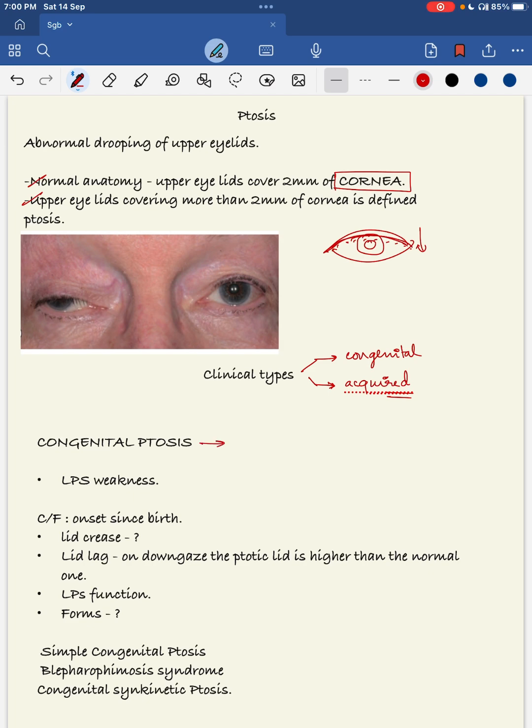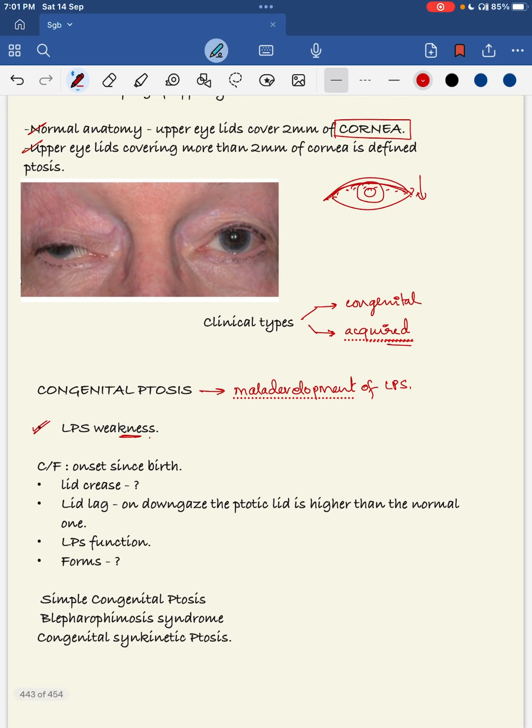Most commonly, it is the levator palpebrae superioris muscle, LPS. Or we can also call this congenital weakness of levator palpebrae superioris. Levator palpebrae superioris weakness is the prime cause of congenital ptosis. What are the features?